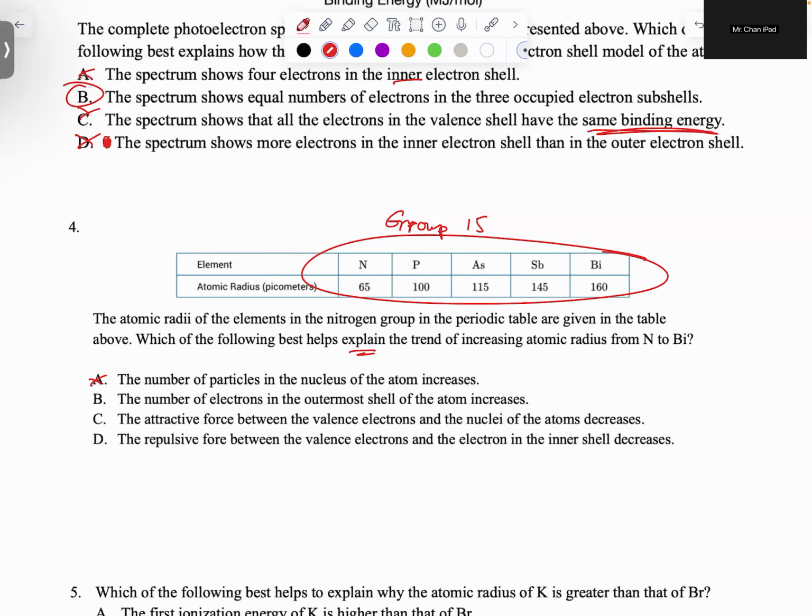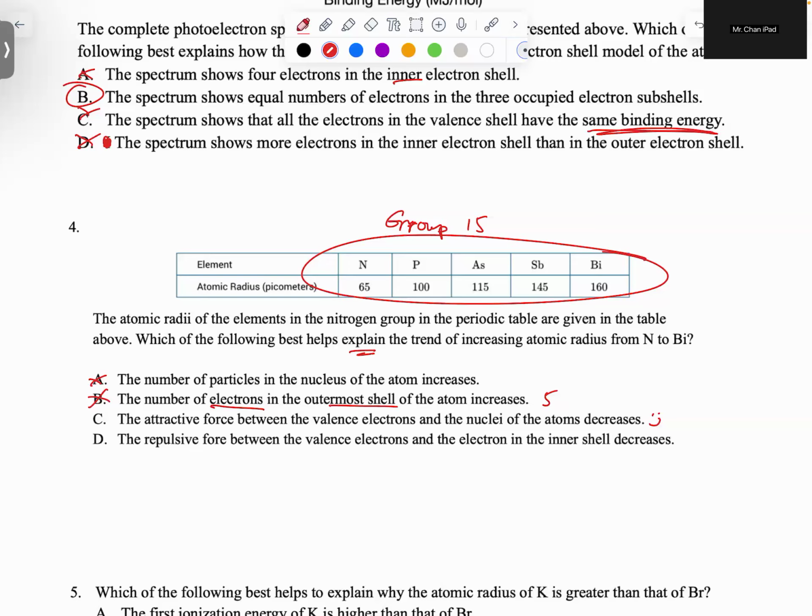B, the number of electrons in the outermost shell of the atom increases. No, because the number of electrons in the outermost shell stays at 5. Since it's group 15, they all have 5 valence electrons. C, the attractive force between the valence electrons and the nuclei of the atom decreases. Ooh, that looks good. Because we have more distance, more energy levels, more shielding effect, if you remember.